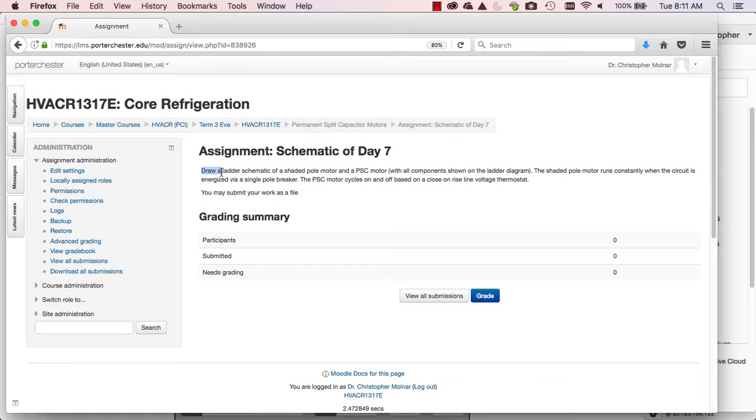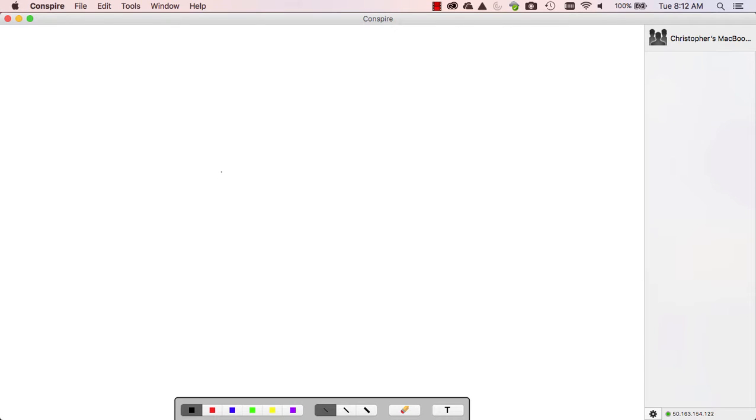Okay, so what you are drawing here is a basic cooling circuit where the evaporator fan runs constantly and the PSC motor, which is your compressor, cycles on and off based on the thermostat. So what we're going to do is I'm going to switch over here to my whiteboard, which hopefully you can all see. We're going to start off by what we do most often with any diagram. I'm going to start off with a line and a neutral.